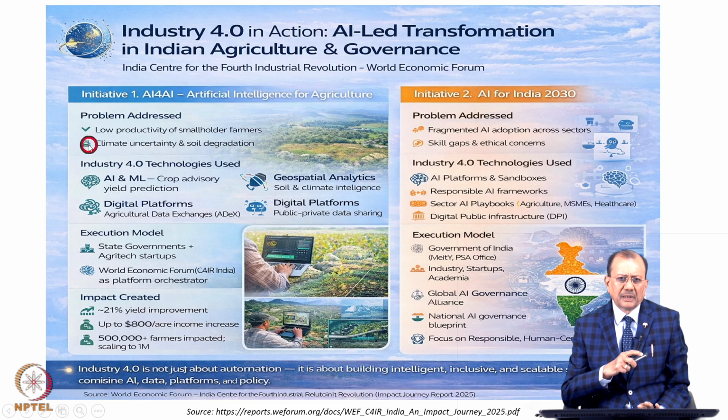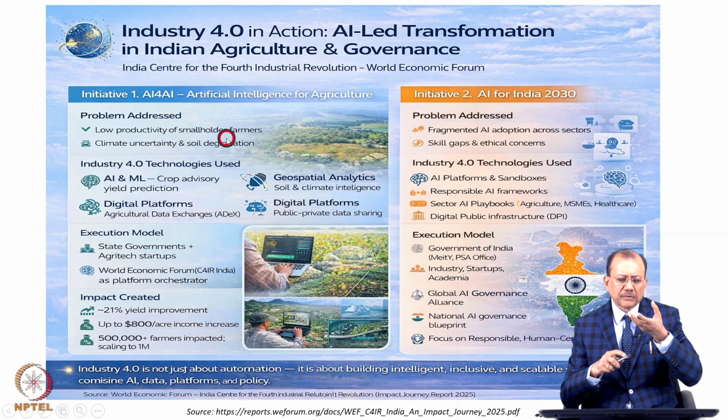So, how is it working? What are the problem areas? Low productivity and small holdings of the farmers, climate uncertainty and soil degradation. So, how can AI be used for improving the productivity of the farmers, and how can AI be used to predict the climate, so that farmers can prepare themselves, and also how can AI be used to tell the farmers about the fertility rate of the soil.